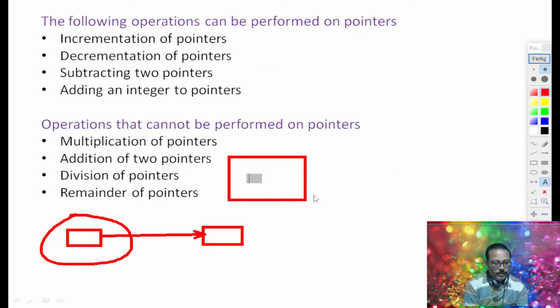So if here it is 124, you can add an integer to a pointer. You can add an integer to this address: 124 plus, say, 2, or you can write 124 minus 2. Like that you can do, but you cannot multiply.